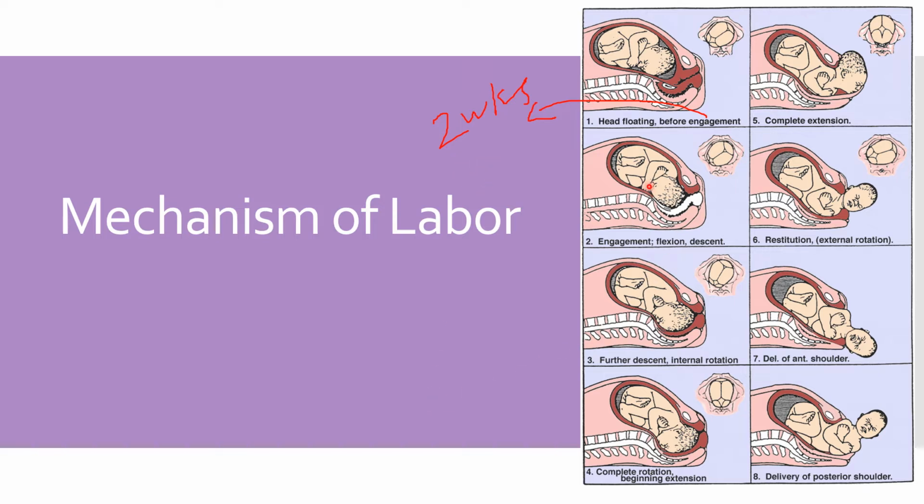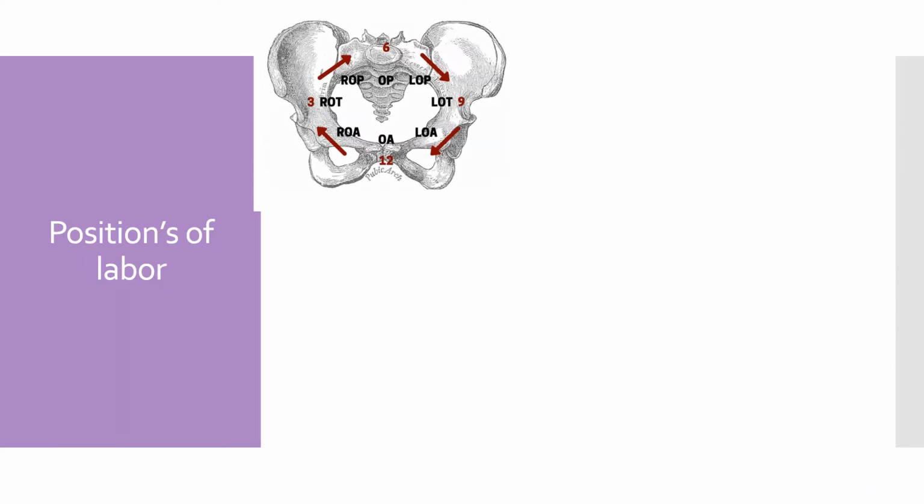Clear? So the steps are engagement, flexion, descent, internal rotation, then extension, restitution, then delivery of the anterior shoulder, then the posterior shoulder, and flexion. Each and everything we will be discussing one by one. Clear? Okay, before going to the mechanism of labor, we'll see the positions of the fetus.